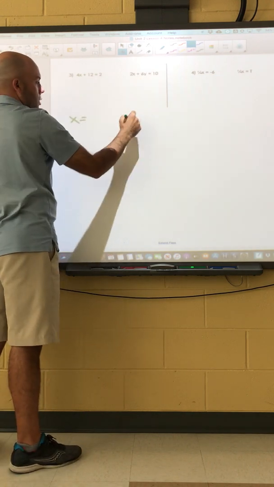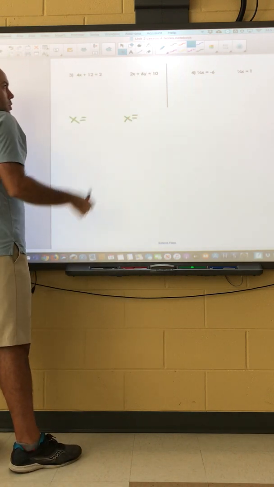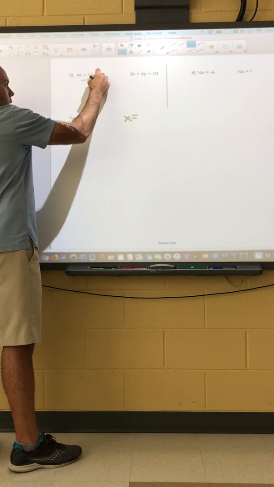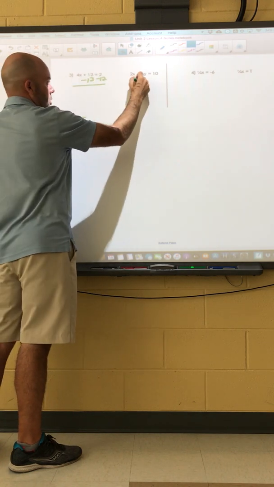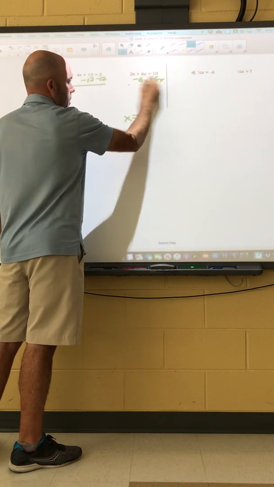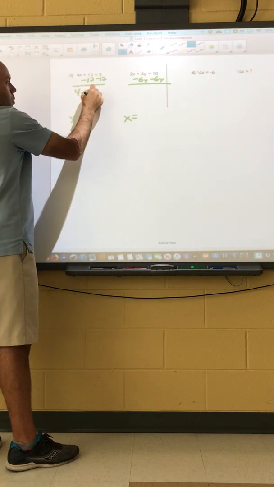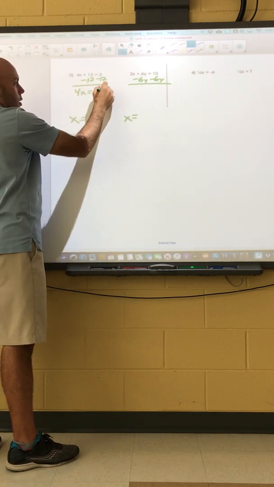2x plus 6y equals 10. I want to get x alone. So what do I have? I have the plus 12. Well, let's minus that, right? Well, here I have plus 6y. Well, let's minus that. So here I get 4x equals 2 minus 12 is negative 10.